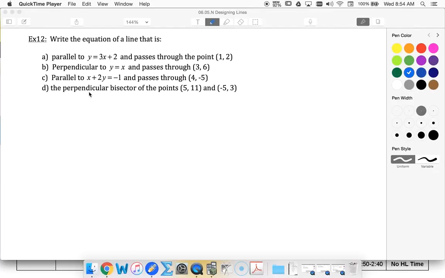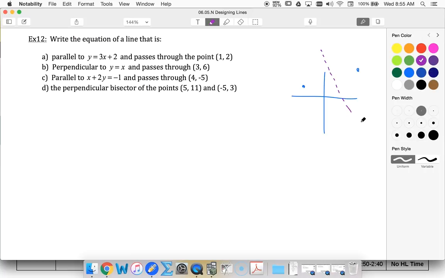Our last example asks us to find the perpendicular bisector of the points (5, 11) and (-5, 3). Well, I can think of these points in their general locations. So (5, 11) is going to be somewhere up here. (-5, 3) is going to be somewhere here. So the perpendicular bisector, well, I'm going to be perpendicular, and bisect means to go through the middle. So I want a line something like that.